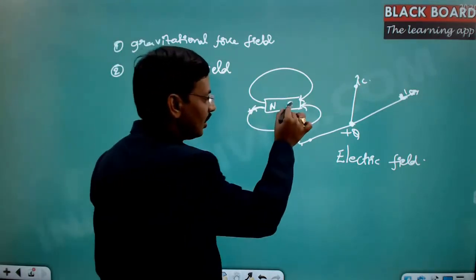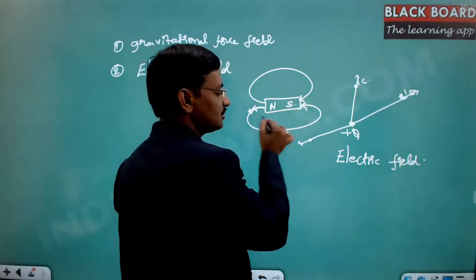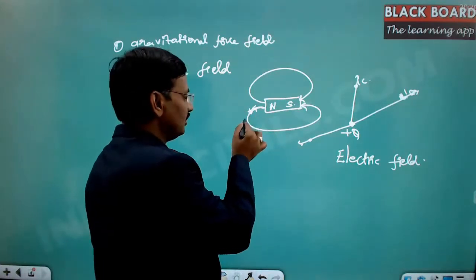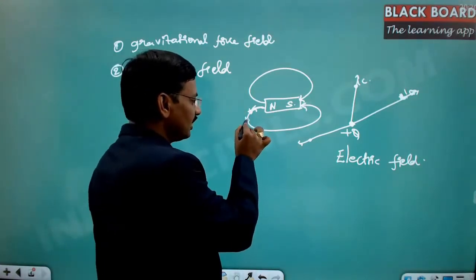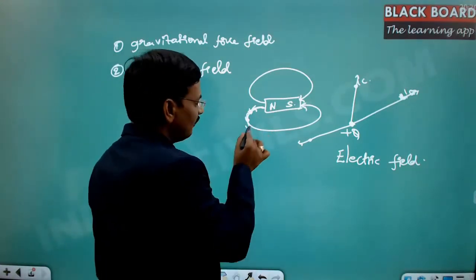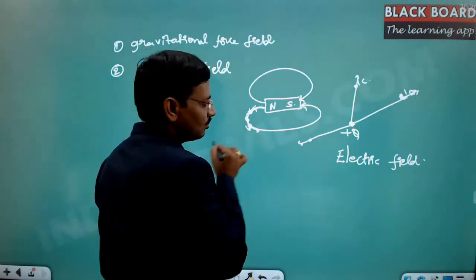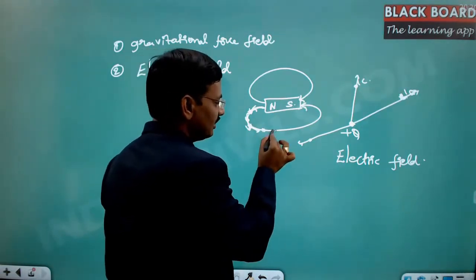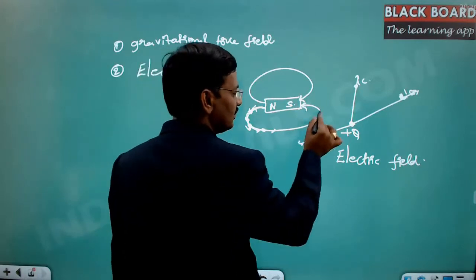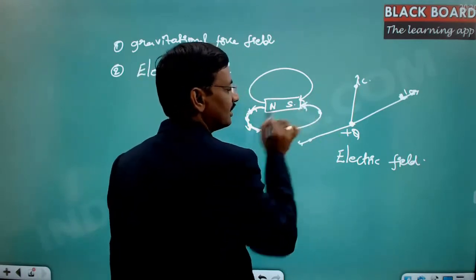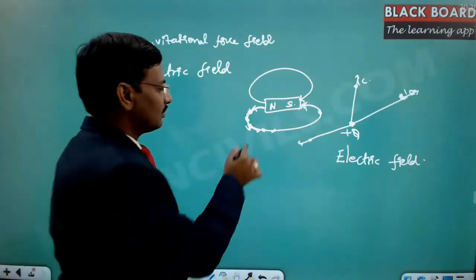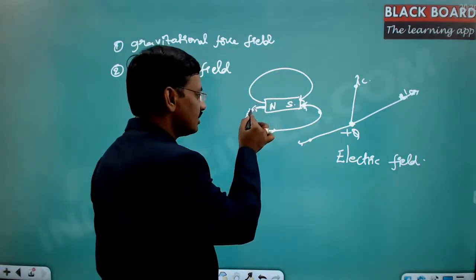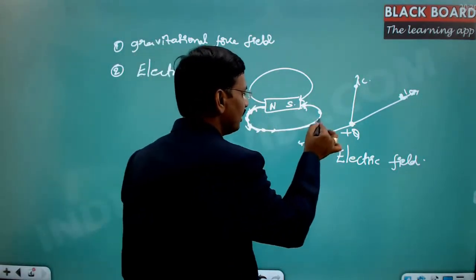And at the same time, the South Pole will try to attract this particular North Pole. Hence, if you keep the North Pole here, it will try to move in this direction. If I keep the North Pole here, it will try to move. And if I keep it here, it will try to move in this direction. Suppose I keep it here, then it will try to move in this particular direction. So that means this force line originates from the North Pole and terminates at the South Pole.